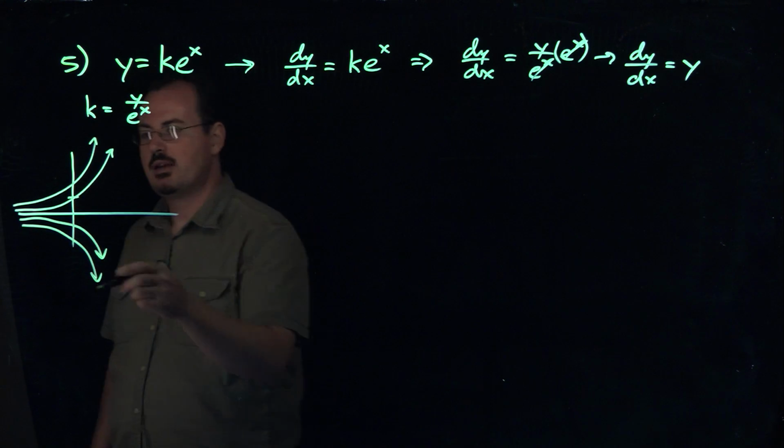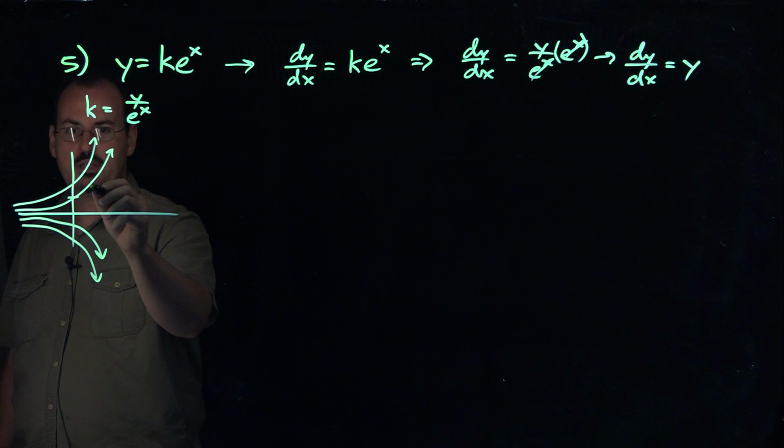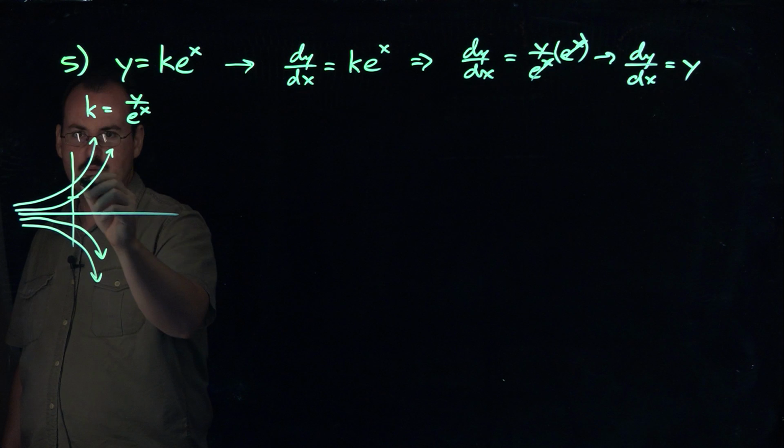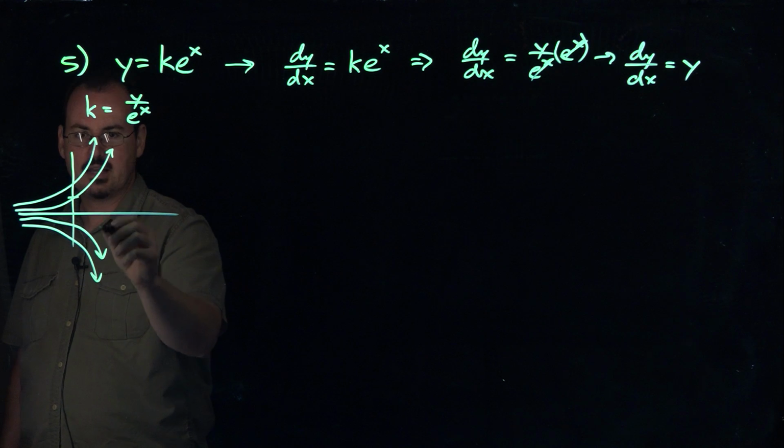And we're looking for the family of orthogonal functions, so that would be orthogonal trajectories, meaning that all the functions that we are looking for are going to be crossing through these functions at right angles.